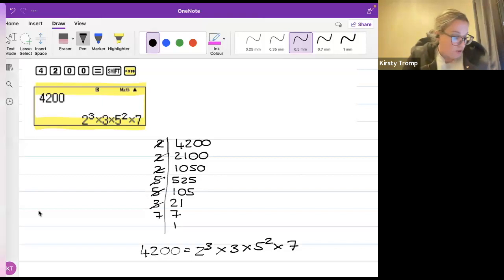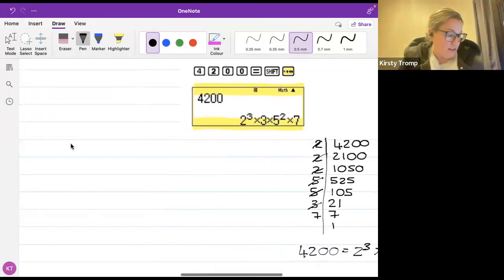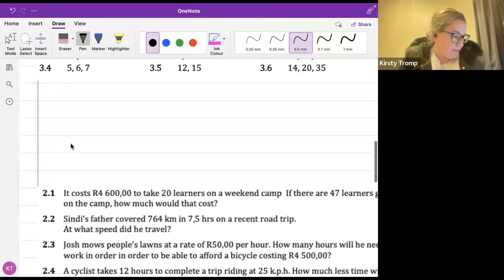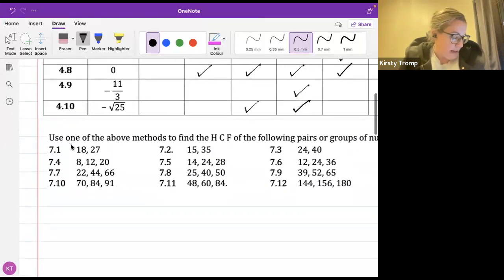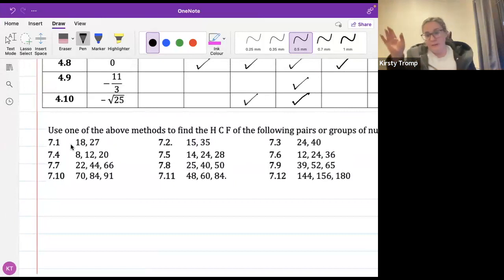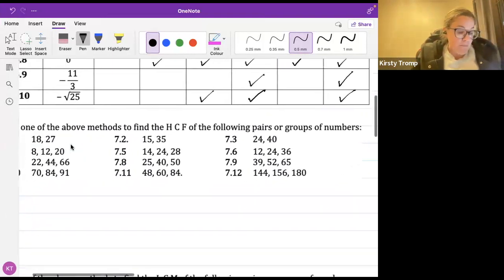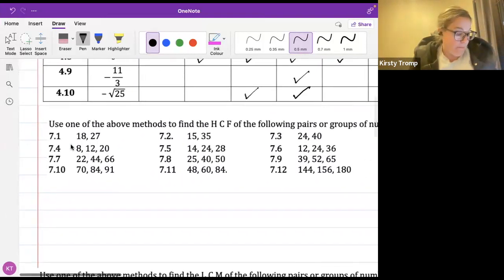Okay, so I hope that you learned something there. I hope that that will help you when you're doing this. And so now what I'm going to teach you guys is how you use this when you're doing HCF, highest common factor. So we're going to come across here and have a look at the first question. 7.1 says, using one of the above methods, so whichever method you want to use, find the HCF of the following pairs or groups of numbers.